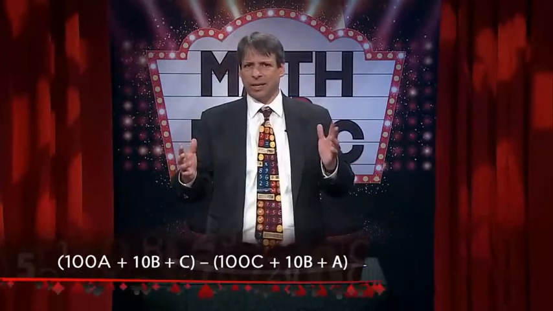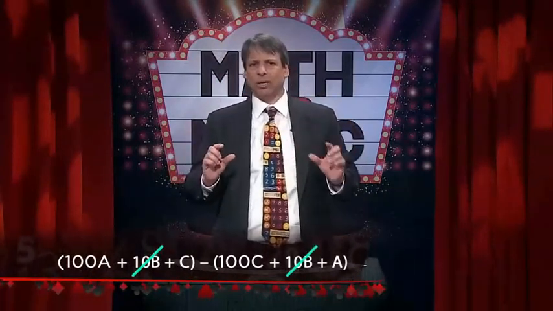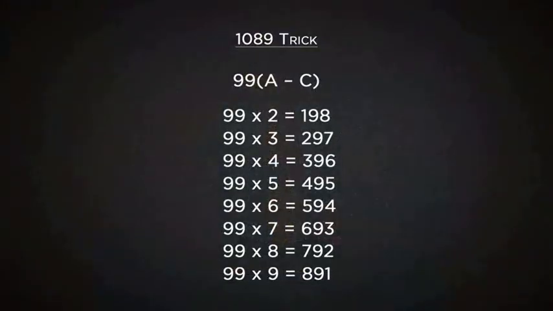When we subtract this from the first number, we get, well, let's see. We notice that the 10B's cancel, and we're left with 99A minus 99C. That's a multiple of 99. It's 99 times (A minus C). In other words, after we do our first subtraction, the answer has to be one of these multiples of 99.